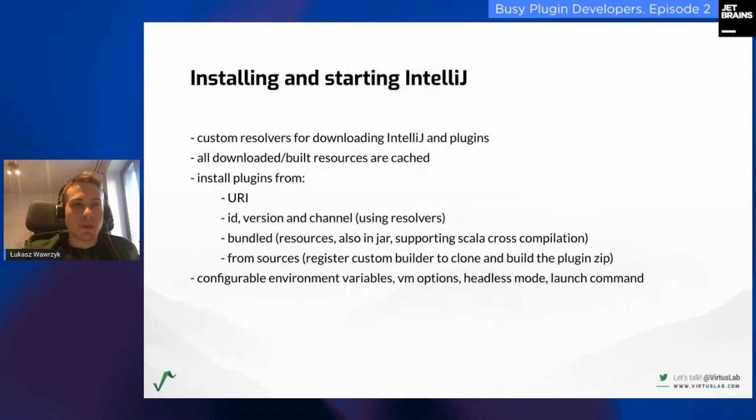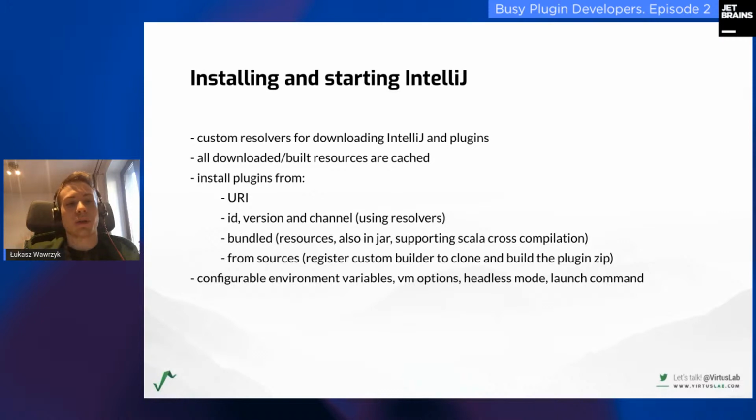Okay. The next thing ide-probe can do is installing and starting IntelliJ. So you can specify custom places where you want IntelliJ to be found. So if you have a CI that does not have access to the external internet, you can change the resolvers. Also, all of the resources that are downloaded or built are cached, so you don't have to download IntelliJ on each test. And we can install plugins in four ways.